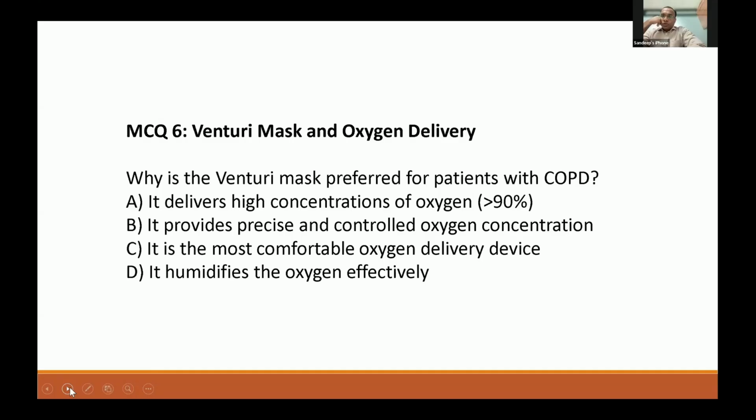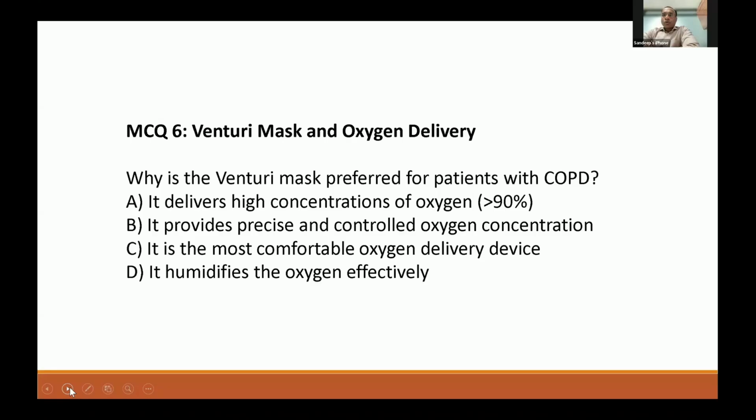We have discussed in the previous MCQs also that the primary reason of using a Venturi mask for oxygen delivery is that you can give a fixed flow of oxygen, fixed FiO2, which will not be dependent on the patient's respiratory rate, tidal volume, and whatever. So the only reason you want to use a Venturi mask is to give fixed FiO2. Now the first question was why we want to give fixed FiO2, why not high FiO2? Another question was why you want to keep saturation between 88 to 92%. What if we give it higher?